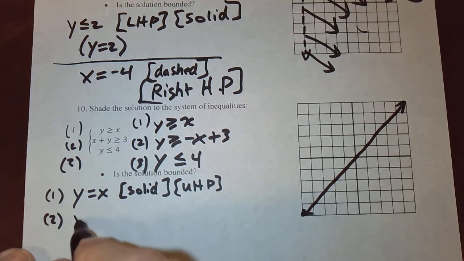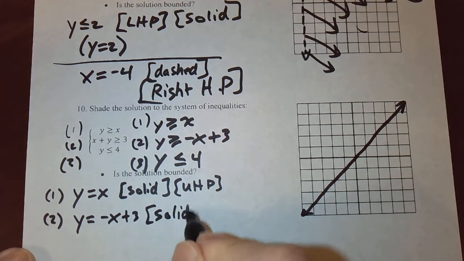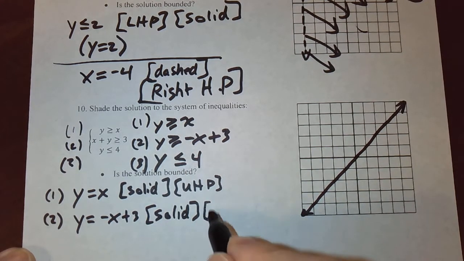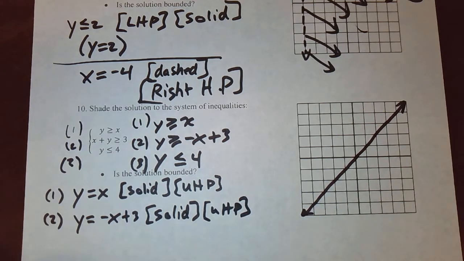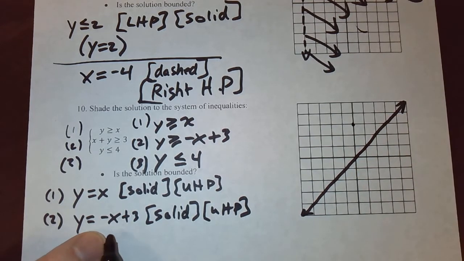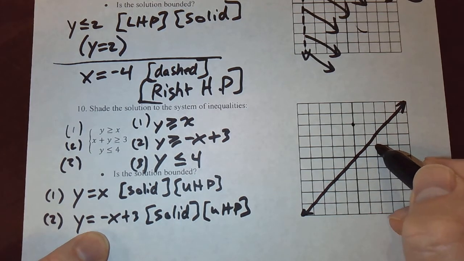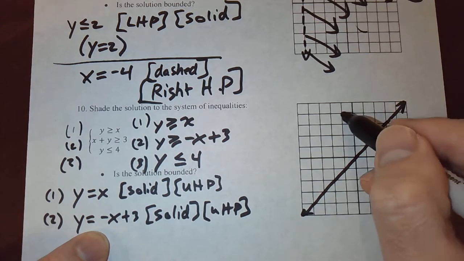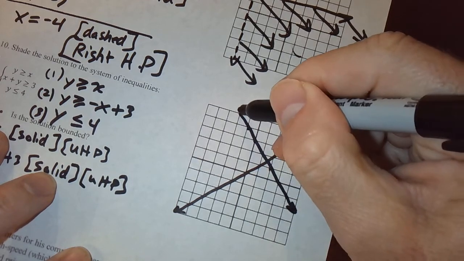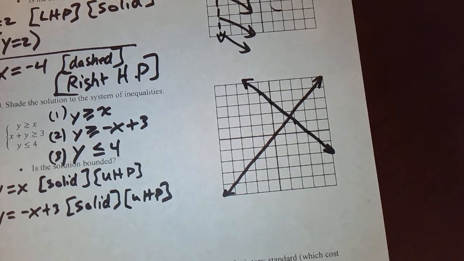The line would be y equals negative x plus 3, and it's also going to be solid because it's a greater than or equal inequality, and it's also going to be an upper half plane. So let's see, the y-intercept is 3. 1, 2, 3. Slope is negative 1. That means go down 1 to the right 1. Down 1 to the right 1, and so on. So it would look like that. Okay, and that's an upper half plane as well.